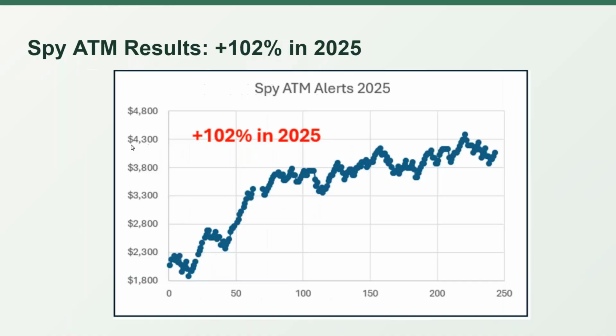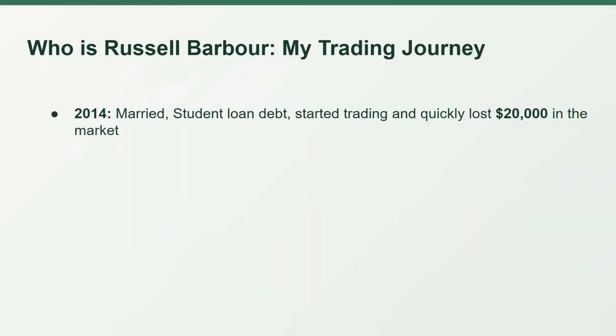Similarly, it wasn't a coincidence. In 2025, we did 102% on this service on Spy ATM. Again, the x-axis is number of trades. We did a few extra trades in 2025. And up the y-axis, we have the account growth. This one's a little different, starting at $2,000 and growing to $4,300. So very similar performance over 2 years.